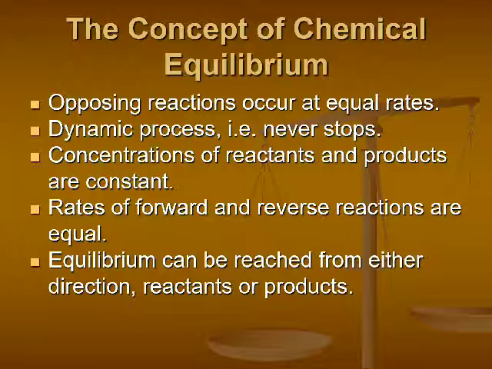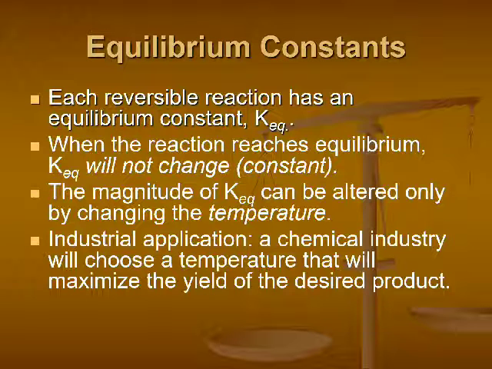Of course, the opposing reactions occur at equal rates. It's a dynamic process, so it never stops or ends. Next, the concentrations of reactants and products are constant. The rates of the forward and reverse reactions are equal, and equilibrium can be reached from either direction, from the reactants or from the products. So each reversible reaction has an equilibrium constant. When the reaction reaches equilibrium, the equilibrium constant will not change.